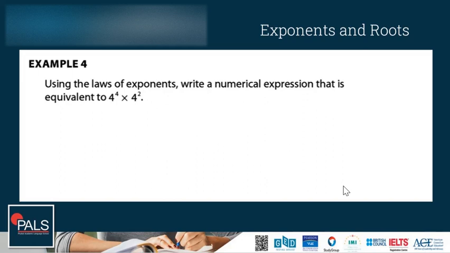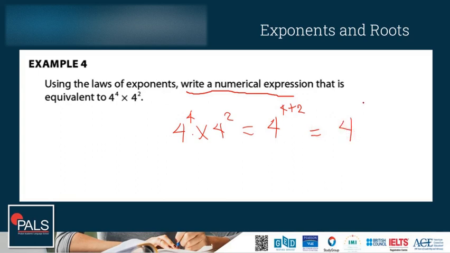The instruction says write a numerical expression. So all we need to do is write a numerical expression that is equivalent to 4 to the 4th power times 4 squared. Okay, 4 to the 4th power times 4 squared is equal to 4 to the power of 4 plus 2, which is equal to 4 to the 6th power. So this is our expression equivalent to the given.